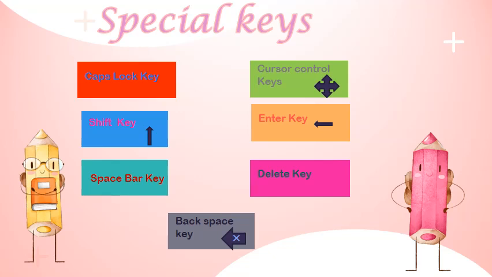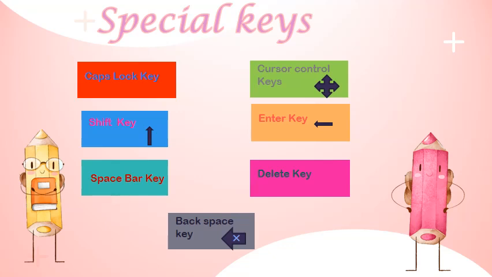Cursor control key. These cursor control keys are the 4 keys on the keyboard, the 4 arrow keys. Up, down, right and left arrows are given on the keyboard, that is called cursor control keys. Enter key. When you finish typing a sentence, then enter key is used.